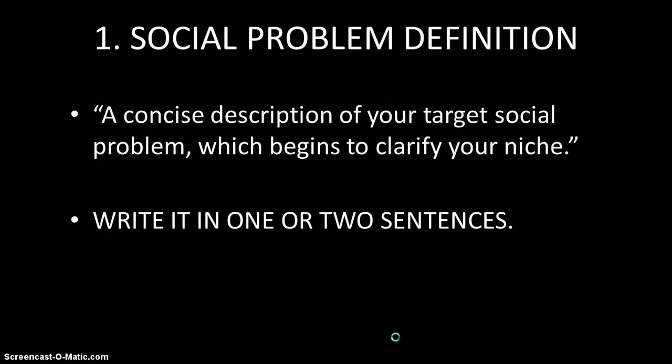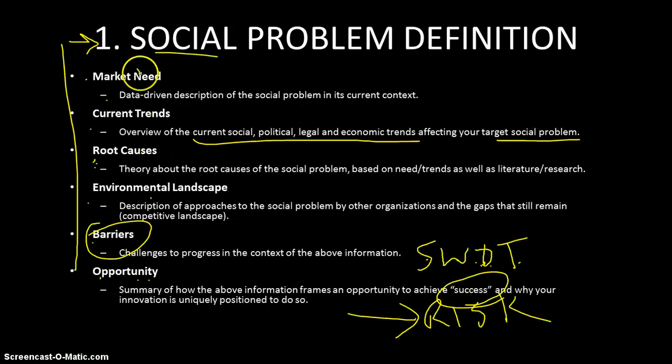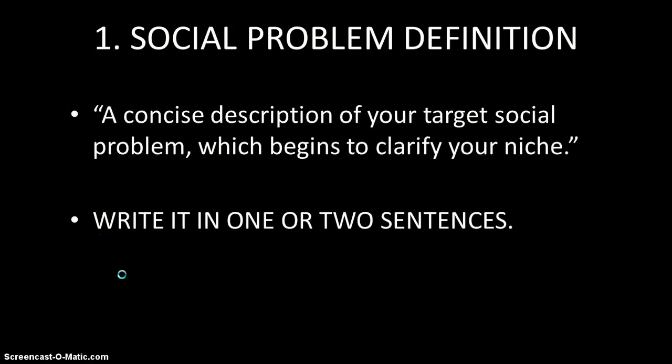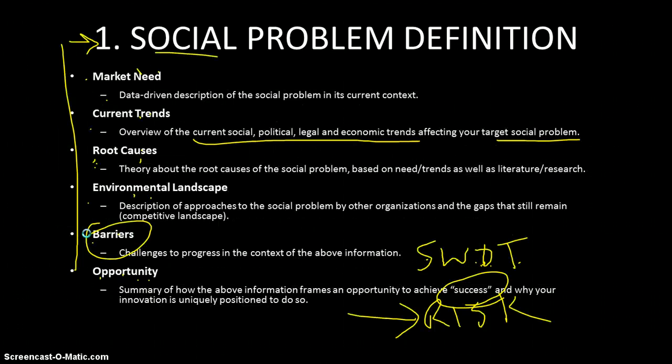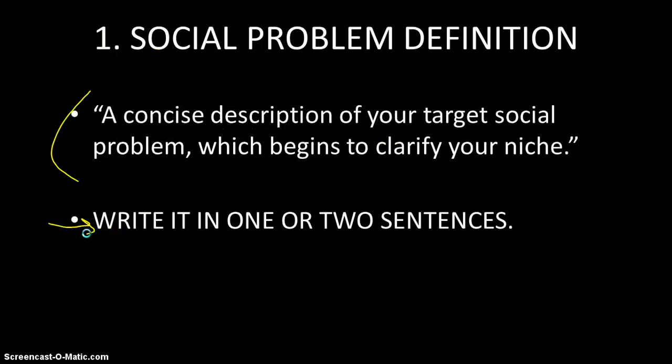So all of that, one, two, three, four, five, six things to think about. And what I'm asking you to do is provide a concise description of your target social problem, which begins to clarify your niche. And write it in one or two sentences. Not easy to do. But if you can define your problem within all of this context and all of this background information in one or two sentences, you will have achieved quite a bit.